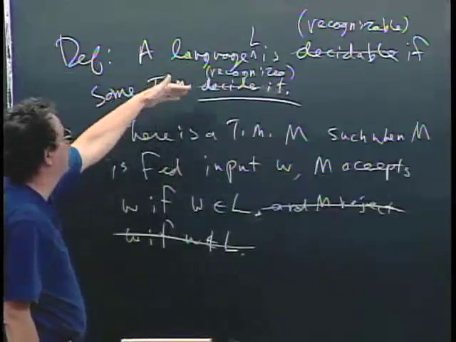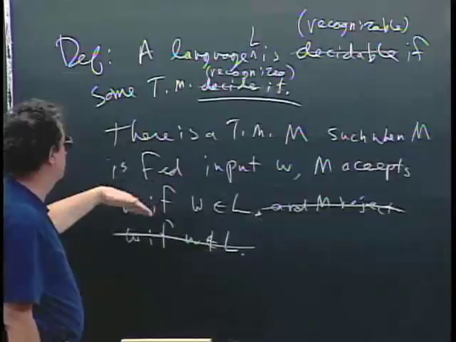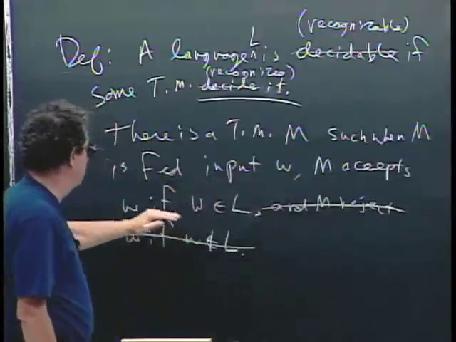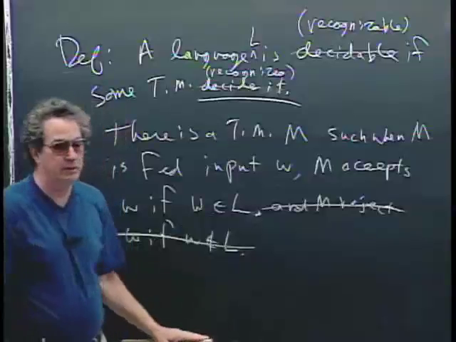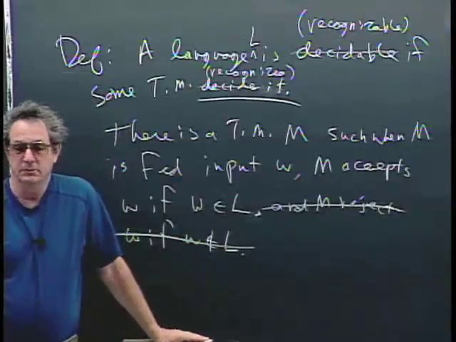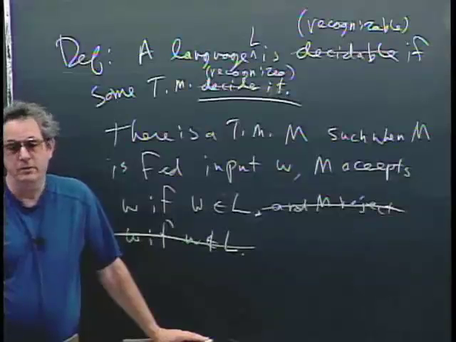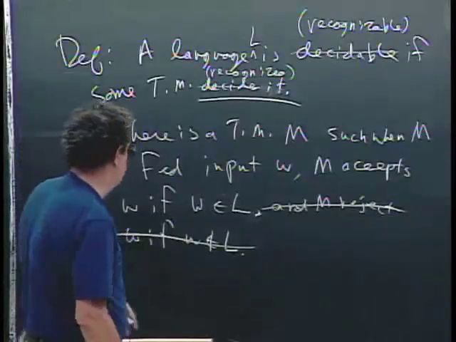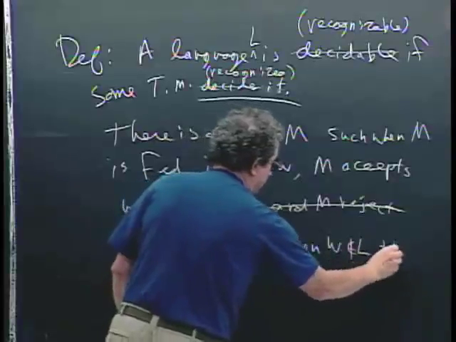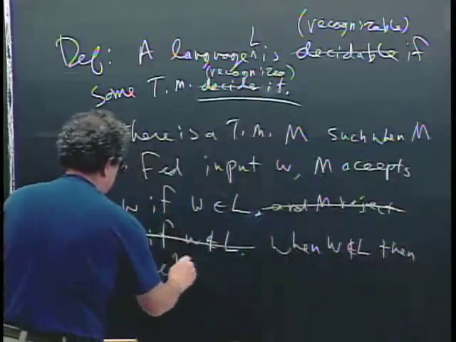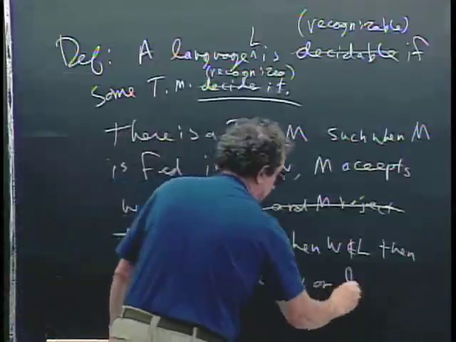A language is recognizable if some Turing machine recognizes it, and that means, more particularly, that there's a Turing machine such that when M is fed input W, M accepts W if W is in fact in the language. Now, what does it do when it's fed an input W where W is not in the language? Rejects or goes for error? Yeah, it either rejects, which is fine, or it doesn't terminate. Okay? So I can put that down. When W is not contained in L, then M either rejects W or doesn't terminate.